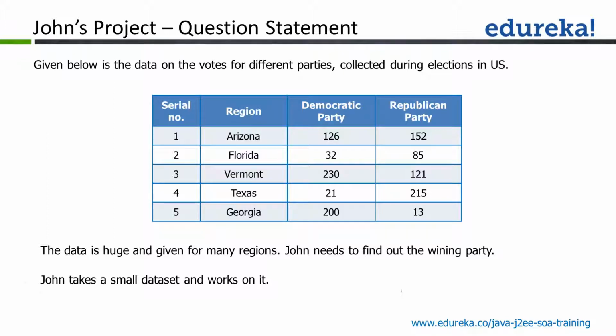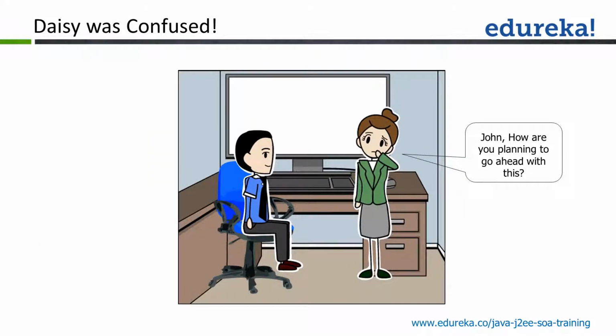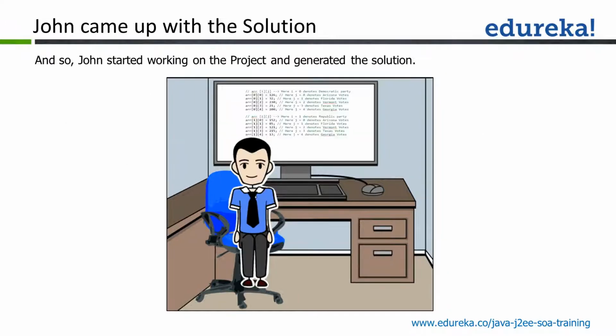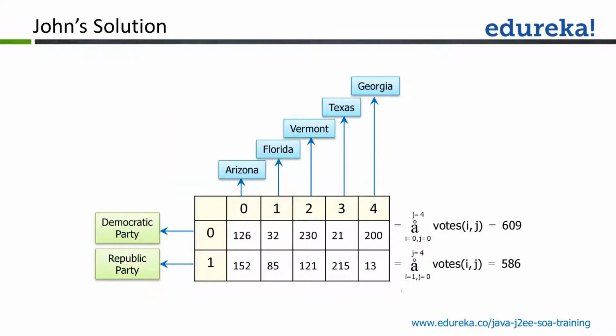So you can just come up and tell which region is going to win. It's very easy. You need to add this column and this column to get the actual number of votes. If you want to come up with programs, how can we plan to solve this problem statement? We will be able to work easily on such problems using arrays. What exactly is the term arrays? John came up with the solution and he generated this solution using arrays. So arrays are an indexed approach concept.